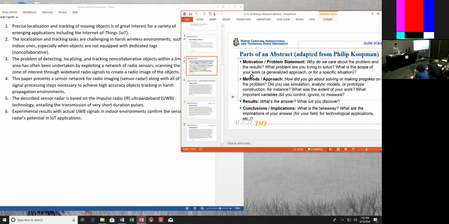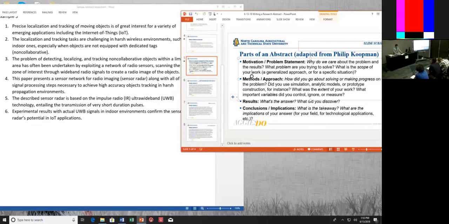And so we would expect the implication of this project would be to improve what it says in the first sentence, precise localization and tracking, because that can be helpful in applications such as Internet of Things applications. So we expect the implications of this research to speak to that motivation, if that makes sense. Yeah, I think it's fairly straightforward.